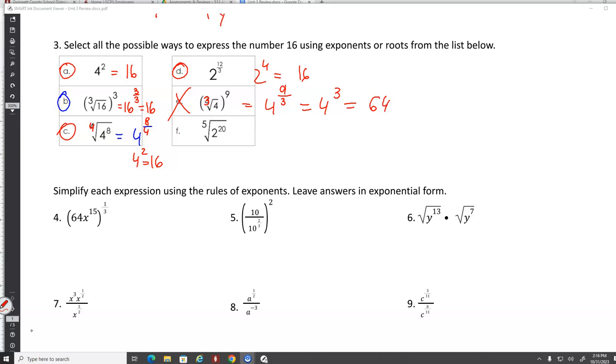And then lastly, we have 2 raised to the 20 under a radical of the 5th power. So again, if I rewrite it into exponential form, 5 on the outside goes to the bottom of the fraction, and 20 goes on the top. 20 divided by 5 is 4. 2 raised to the 4th power is 16. So F is also a correct answer. Okay.